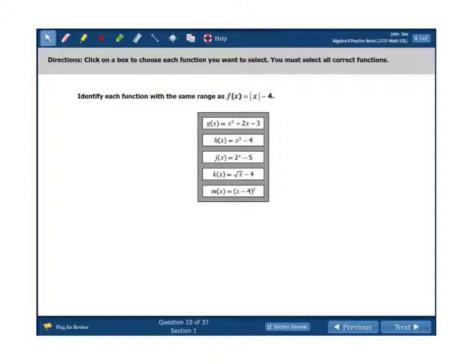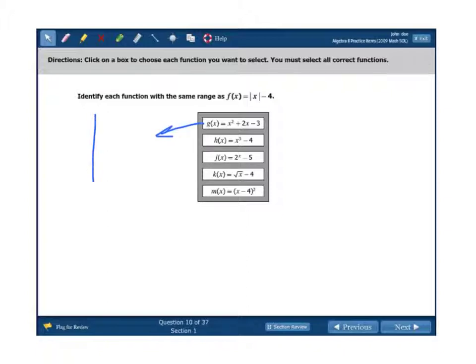Alrighty, this is a slide I have to re-record because I messed up. So we have here, click to choose each function you want to select. You must select all correct functions. So that implies there's more than one answer here, but it could be one and it could be more than one. More than likely, it's going to be more than one. I've found so far that most of them have 2 correct answers. Obviously, you can't use that as a hard and fast rule.